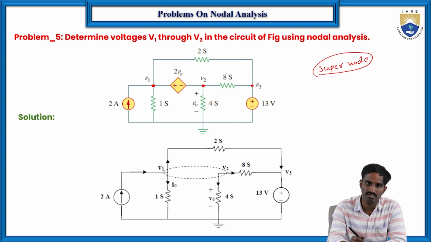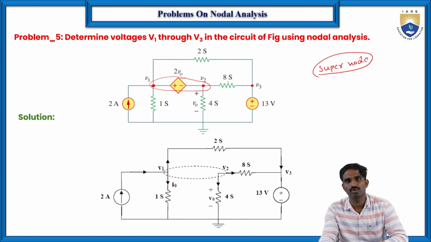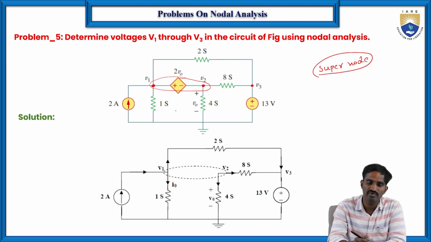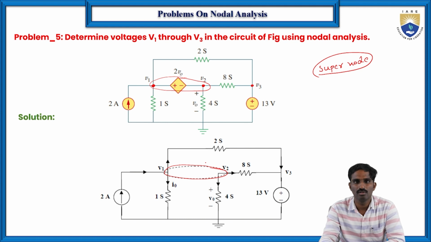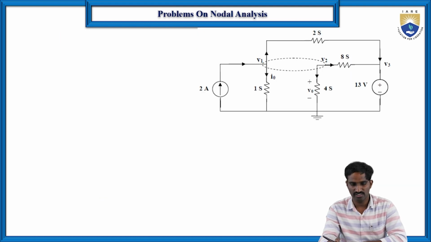In the supernode analysis, we consider these two nodes as a single node and write the equation. So this is node 1 and node 2, and this total is a supernode, and this is the second node. Then by applying the current equations at these two nodes, by combining V1 and V2 we make it a supernode. Then write the KCL equation for this supernode. That will be equation number 1.